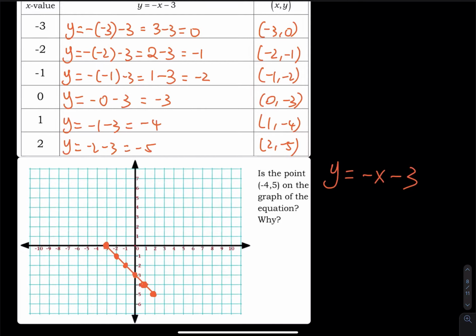And then of course you can keep picking x values, right? You can pick x equals 3, 4, 5, so on and so forth, which means you have to extend this line all the way down and then all the way up.